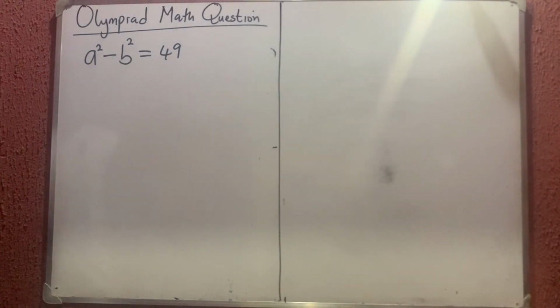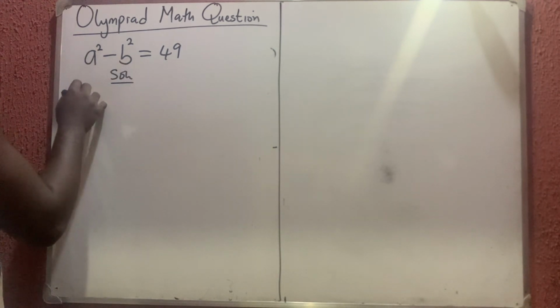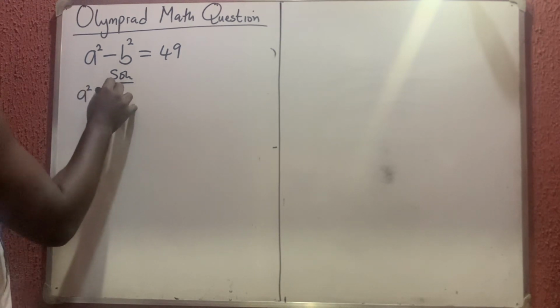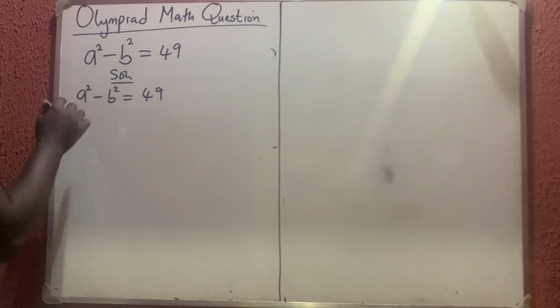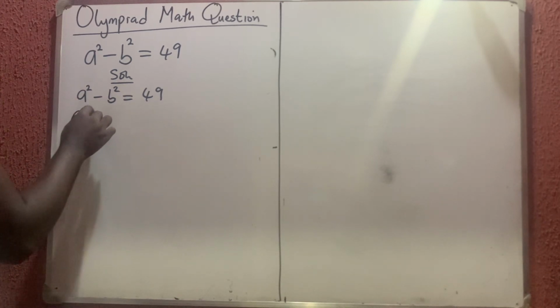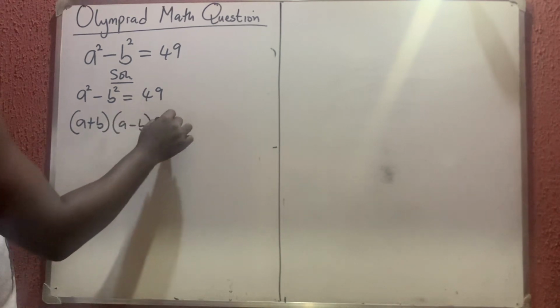All right, let us quickly solve this problem to see what we are going to get for A and B, right? Now, solution, this is very, very simple. Now, I have that A squared minus B squared is equal to 49. Now, this is difference of two squares. So, it's simply as saying A plus B multiplied by A minus B is equal to what?